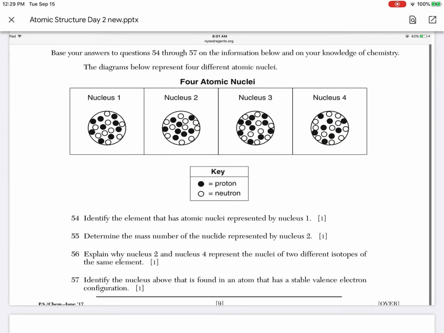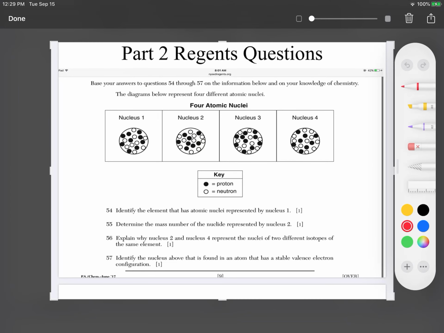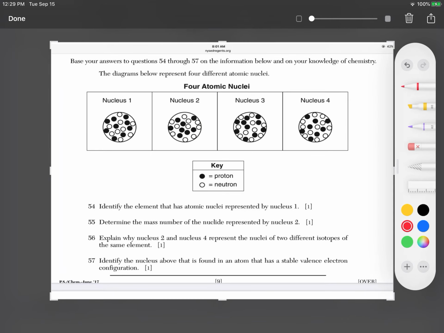This is part 2 questions that are found in the Regents here. All right, I'm going to take a screenshot and let's answer these questions together. First, if you can do it yourself, I suggest you try to do it yourself, and then I'm going to go over it. Here we go. The diagram below represents 4 atomic nuclei. Nucleus 1, 2, 3, 4. Now look at the key. The key tells you the black dot is the proton. The white dot is the neutron. Okay, so that's important, all right?